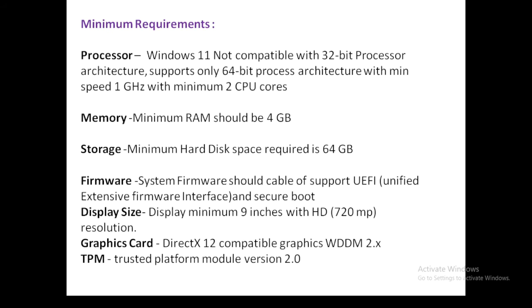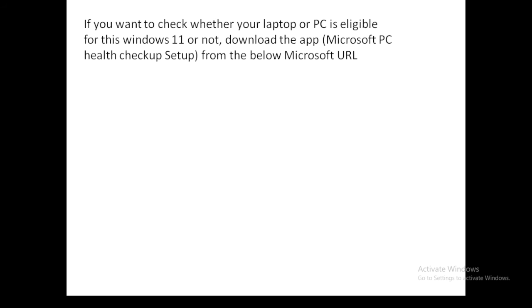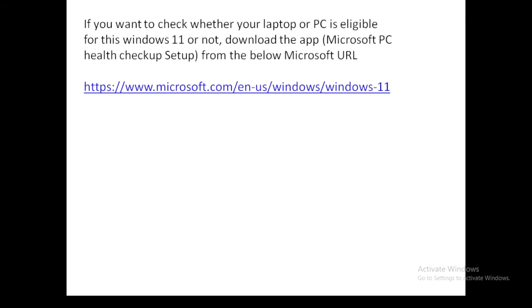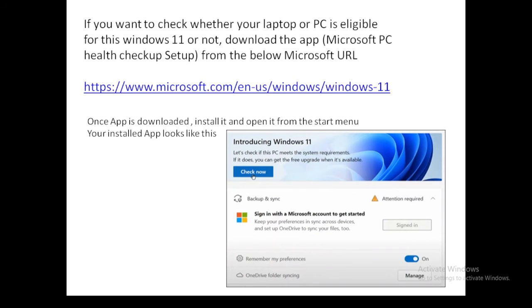Now let us discuss how to upgrade from Windows 10 to Windows 11. First, check whether your laptop or PC is eligible for Windows 11 or not. To check this status, you can download the application from the below URL and install it on your laptop or PC. Once you install the application, please open it. The app looks like this. If you click on check now, the operating system will verify whether your laptop or PC is eligible to upgrade to Windows 11 or not.